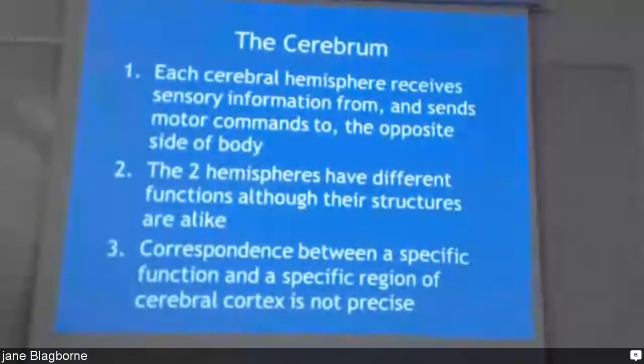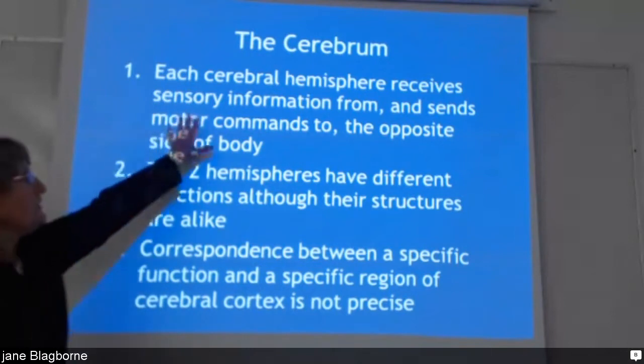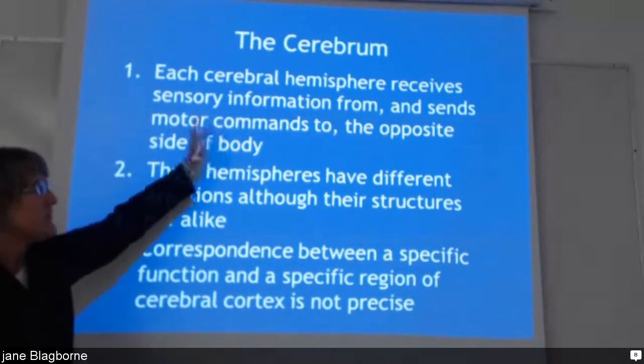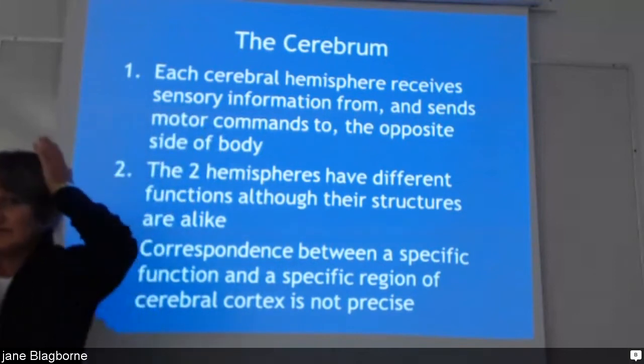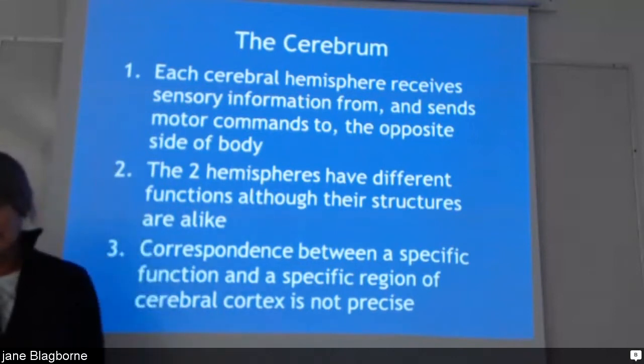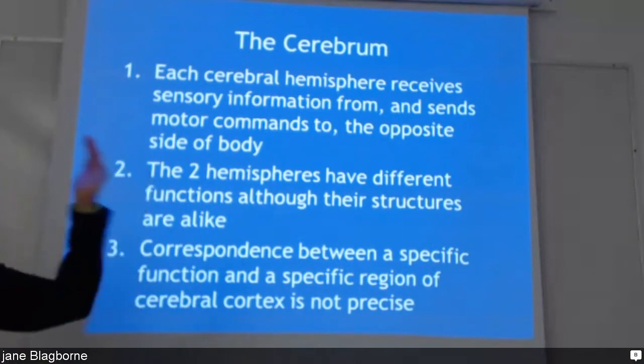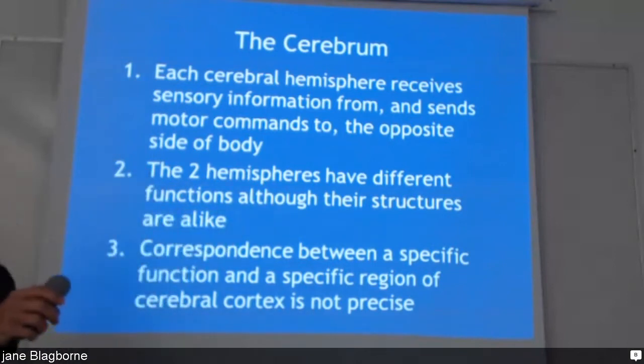The cerebrum: each cerebral hemisphere receives sensory information from and sends motor commands to the opposite side of the body. This is really important when you get into patients who've had a stroke. If they stroked on their left side, their right side will be affected. If they stroke on the right side, their left side will be affected. It just crosses over from one side to the other.